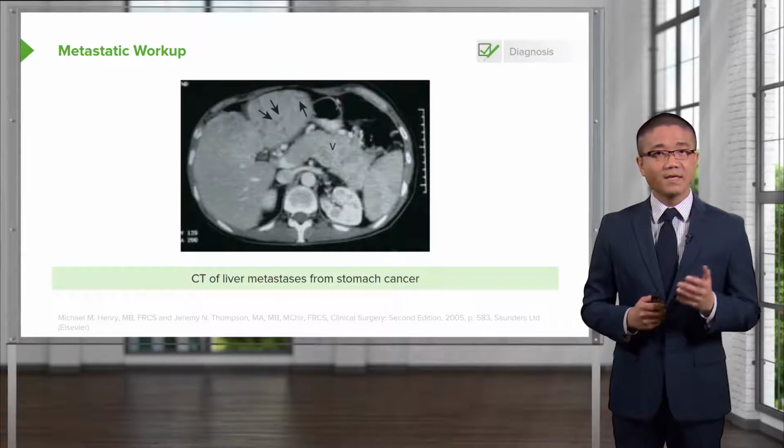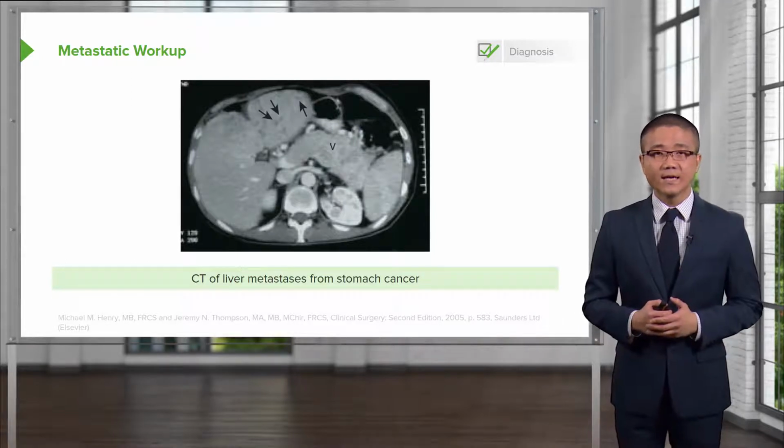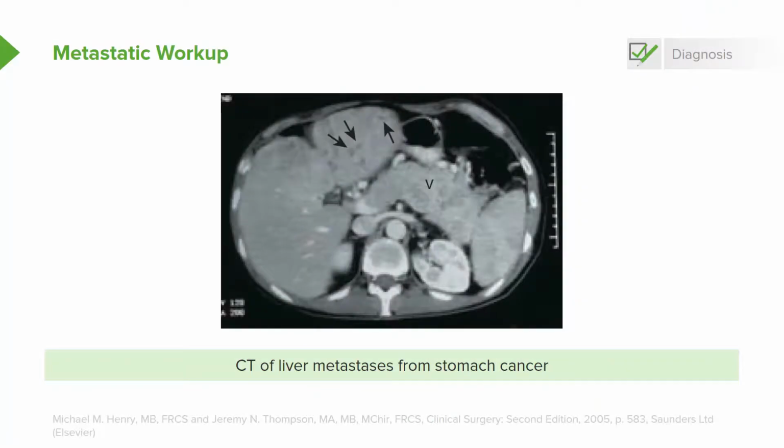After diagnosing somebody with a stomach cancer, the next step is to perform a metastatic workup. This, again, can include a CAT scan, cross-sectional imaging of the abdomen and pelvis. In this CAT scan, the black arrows demonstrate multiple sites of metastases from stomach cancer.